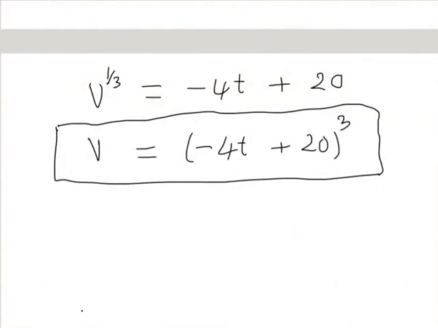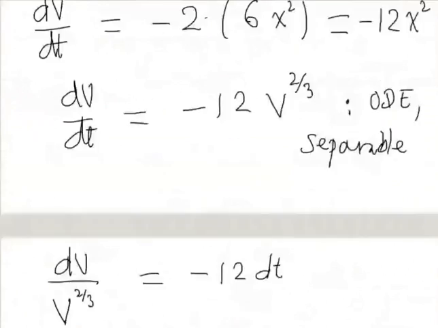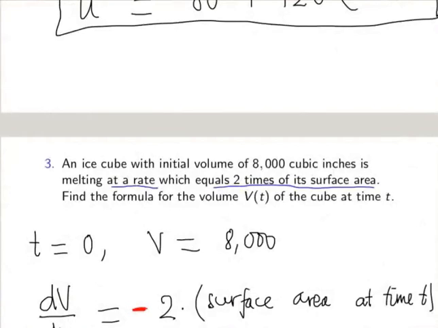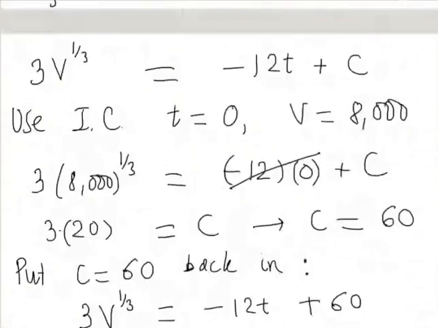So we see that the problem doesn't ask, but we can see V equals 0 when we solve this equals 0. So t equals 20 over 4, which is 5 units of time. The problem doesn't specify what it is, but if the unit for time is minute, then it's 5 minutes here.